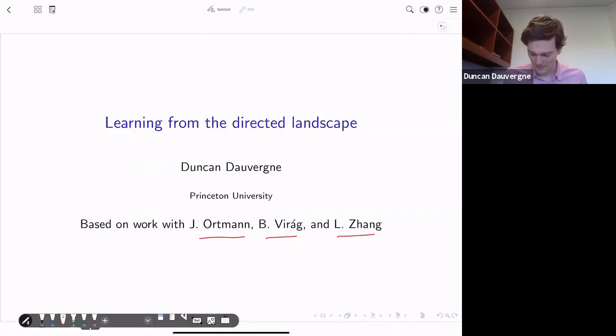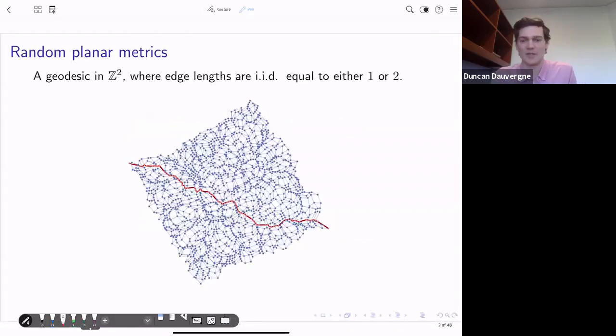So let me go ahead and get started. I'll start with a universality picture here. So take a random planar metric. For example, you just look at Z2 and you put IID edge weights on the edges in Z2, where they're IID equal to either 1 or 2. And then you look at distances in the corresponding graph with random weights.